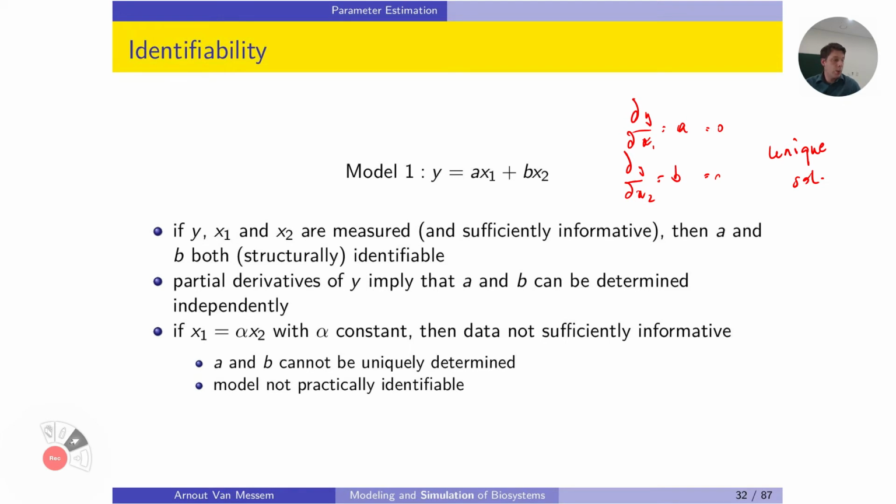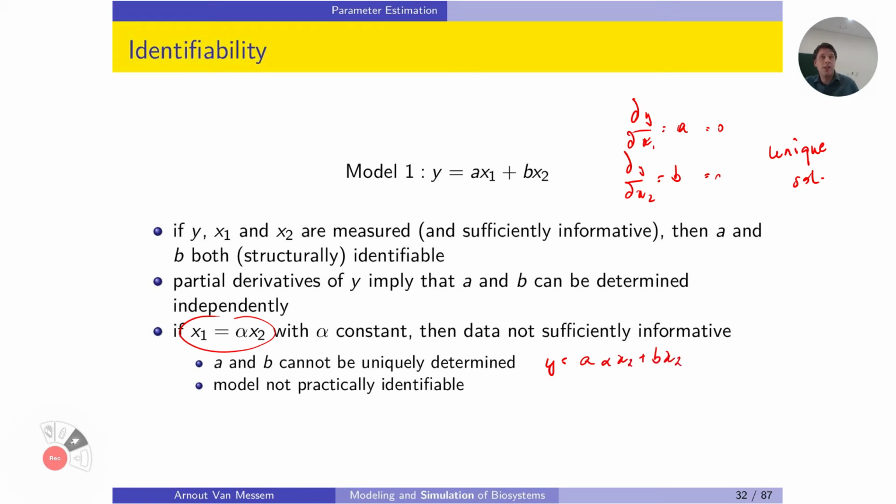If on the other hand there would be a dependence between x1 and x2, so let's assume x1 is alpha times x2, then this becomes a problem, because then the solution is no longer unique for the data that we have. Based on the model itself, we could find a unique solution. So that's structural identifiability, assuming that we have the data. If my data are correlated in this case, it changes. So my model changes basically to y = a alpha x2 + b x2.